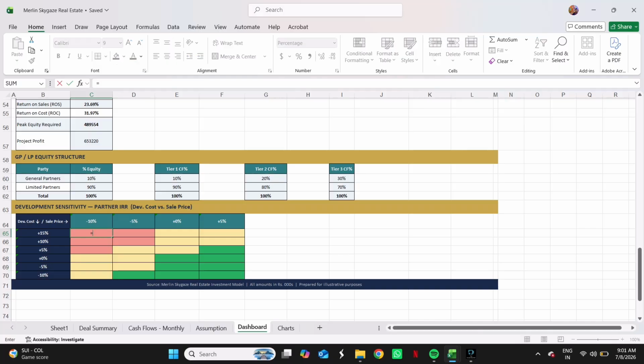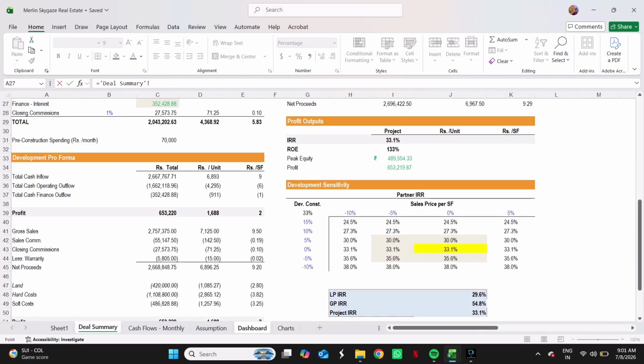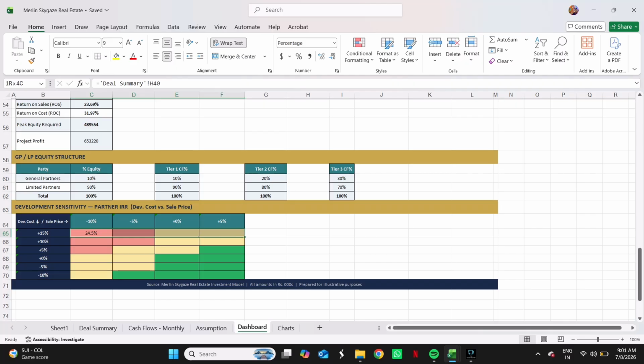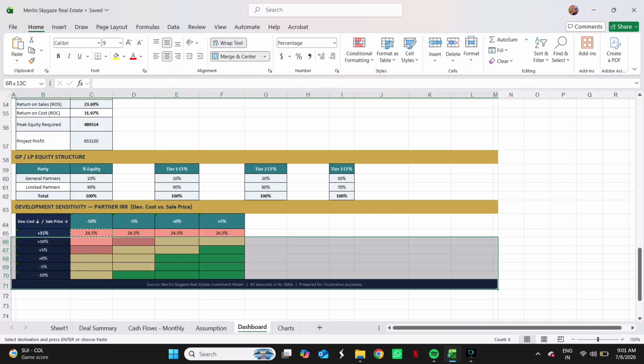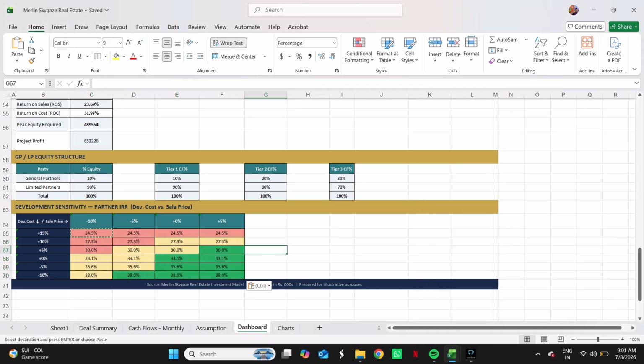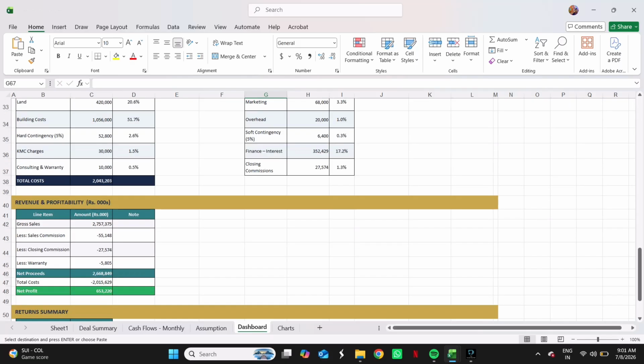After that, we will move on to development sensitivity. We already found this out in the deal summary. This is our total development sensitivity. Control plus R, copy, then Control Alt V, press F for formula, and done. So this is our development sensitivity. We just copy it.